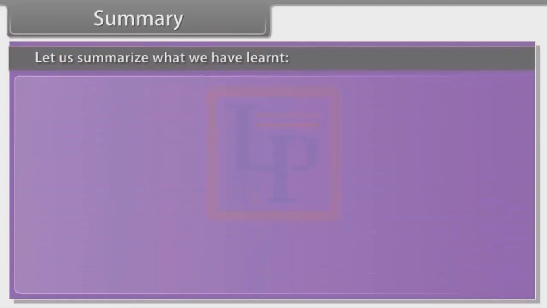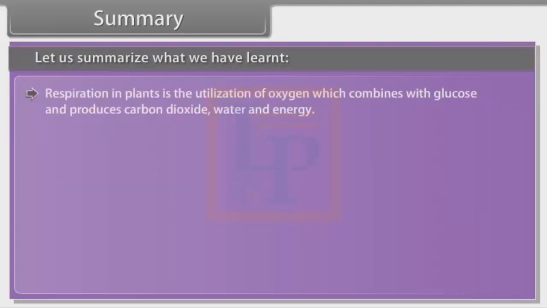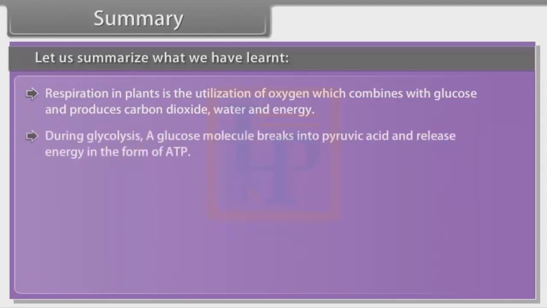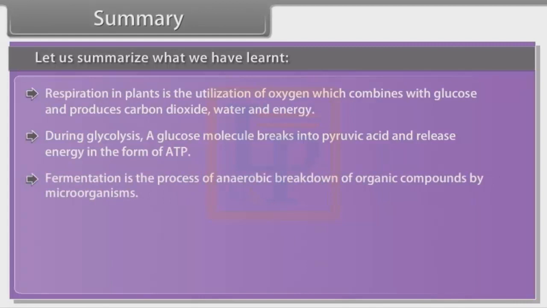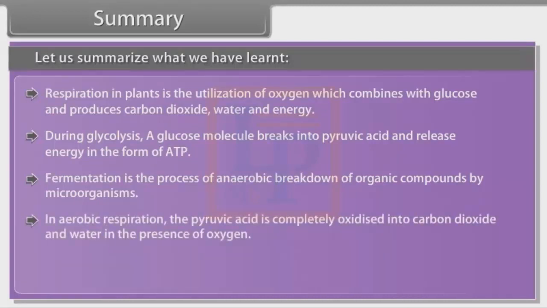Summary. Let us summarize what we have learned. Respiration in plants is the utilization of oxygen, which combines with glucose and produces carbon dioxide, water and energy. During glycolysis, a glucose molecule breaks into pyruvic acid and releases energy in the form of ATP. Fermentation is the process of anaerobic breakdown of organic compounds by microorganisms. In aerobic respiration, the pyruvic acid is completely oxidized into carbon dioxide and water in the presence of oxygen.